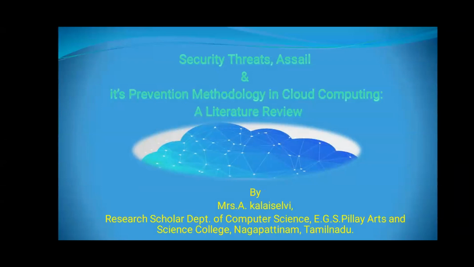Good evening to one and all present over here. This is Mrs. A. Kalaiselvi, research scholar in the Department of Computer Science, AGS Pillai Arts and Science College, Nagapattinam. My guide is Dr. Chandra Bose. The topic I have chosen is Security Threats, Agile and its Prevention Methodology in Cloud Computing: a literature review.